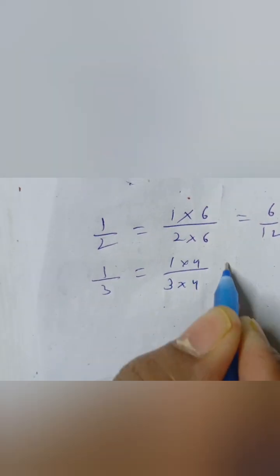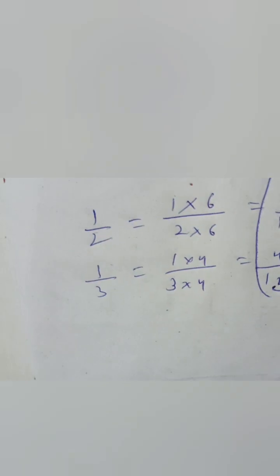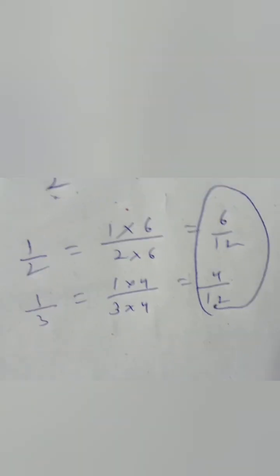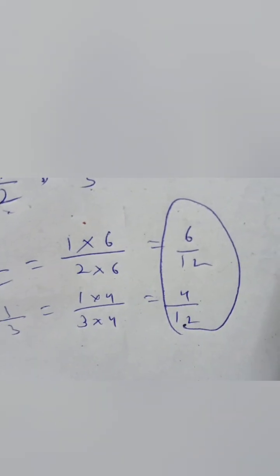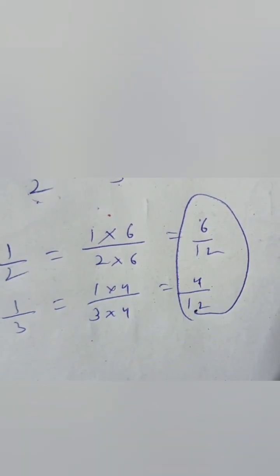So 1 into 4, 4 by 12. In between these two, 5 by 12 will be there. We can tell that, because in between 4 and 6 we have 5. But we have one more here. Not only 5 by 12, we have ?? by 24. So let me try for 24 then.